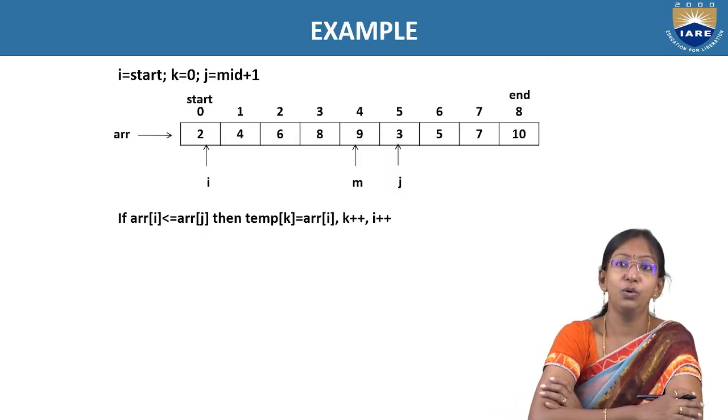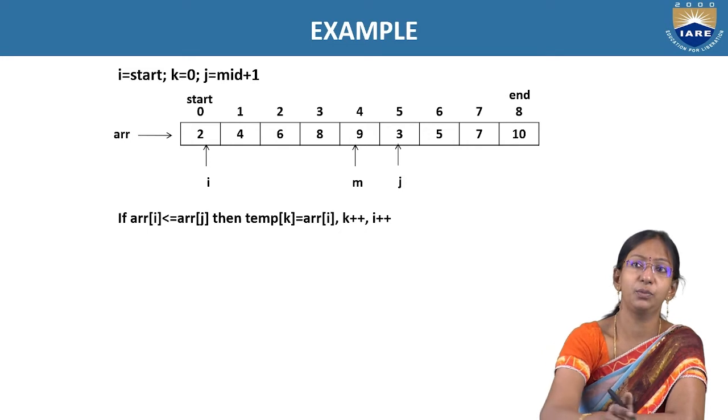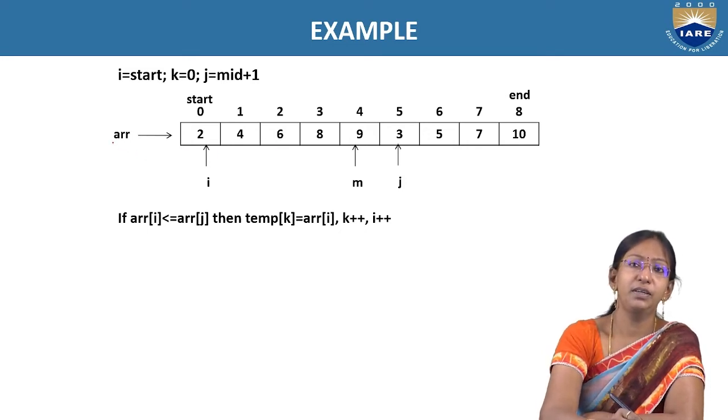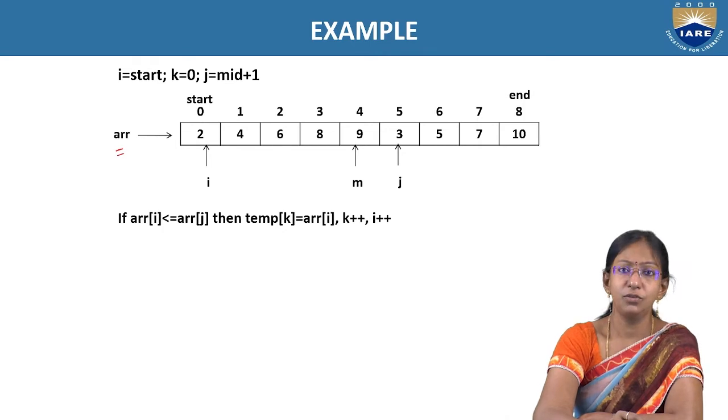Okay, so have a look at this piece, guys. Watch carefully. The first and foremost point is, the array is an unsorted list: 2, 4, 6, 8, 9, and so on. ARR is an array, an unsorted list, right?